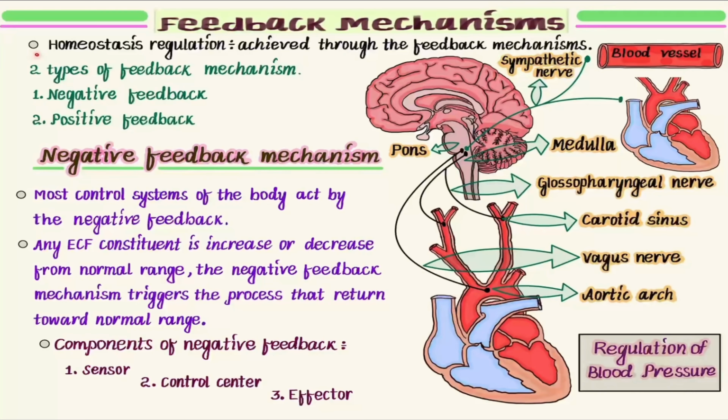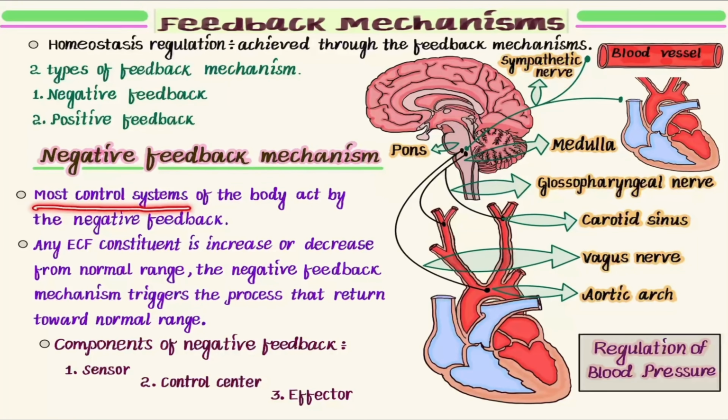Hello everyone. In continuation of the homeostasis series, here I am going to talk about the feedback mechanism. The homeostasis regulation is mainly achieved through the feedback mechanism. There are two types of feedback mechanism: one is the negative feedback mechanism and the second one is the positive feedback mechanism. First, I am going to talk about the negative feedback mechanism.